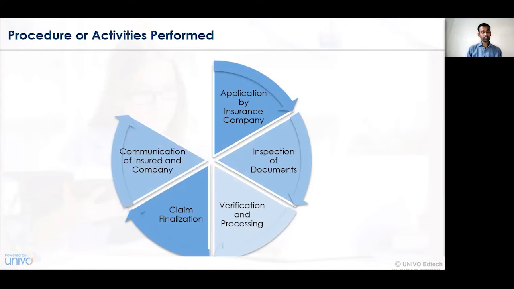Then, communication to the insured and the company. When the claim is finalized, the third party administrator has to inform both parties, that is the insurance company as well as the insured person, about what claim, what procedure has been undertaken, what documents have been verified, and what amount of claim has been finalized.